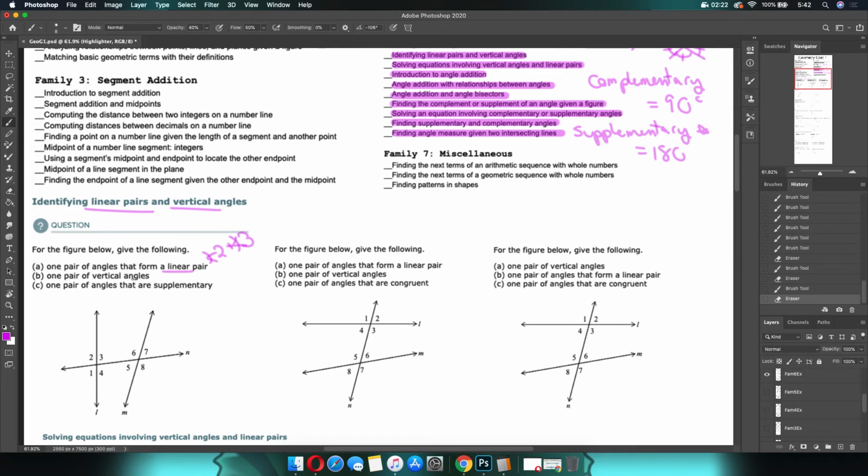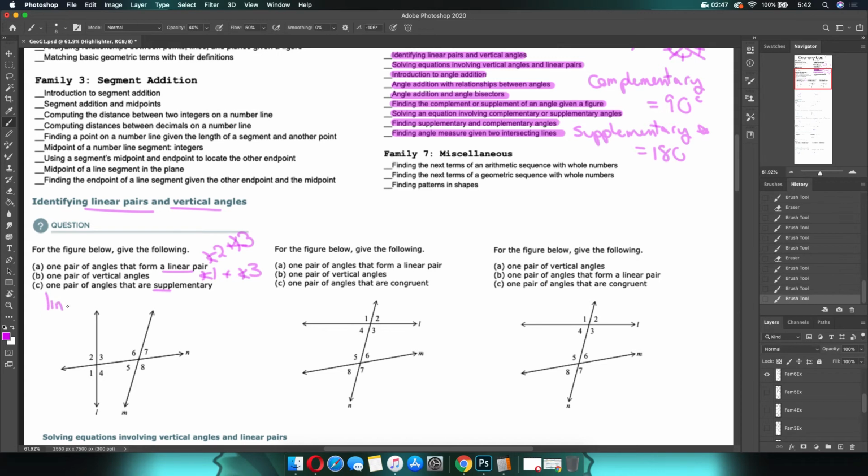Vertical angles are the ones that are across from each other, so angle 1 and angle 3. Those are good vertical angles. And again, there's a lot to choose from. I could just as easily pick angle 2 and 4, or maybe angles 5 and 7. There's a lot to play with. The last thing is they say supplementary. So here's the last little bit for your notes.